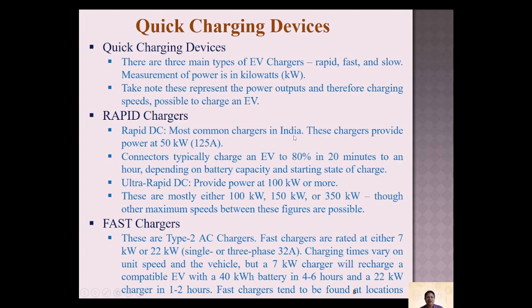Then there is ultra rapid DC, which provides 100 kilowatt or more. These are mostly either 100 kilowatt, 150 kilowatt or 350 kilowatt. So this is also possible.